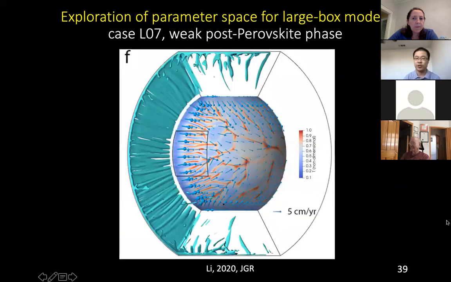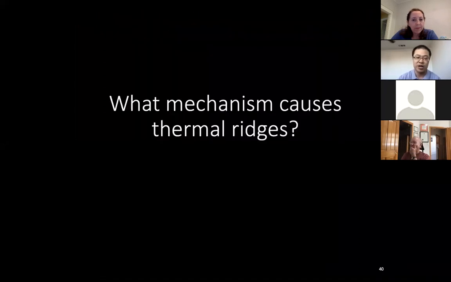This is another model, in which we introduce the post-perovskite phase transition, and the post-perovskite is 500 times less viscous than the surrounding mantle. Now you can see in this model, although the subduction slabs still have a wall-like structure, you still see lots of linear thermal ridges forming in the lowermost mantle, extending in the direction of mantle flow, right? Our next question is what mechanism causes these thermal ridges.